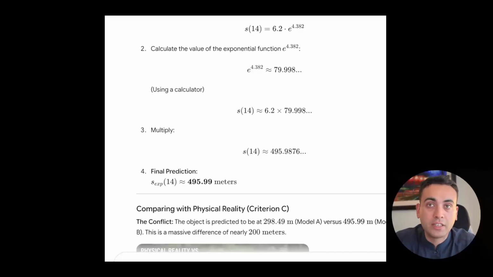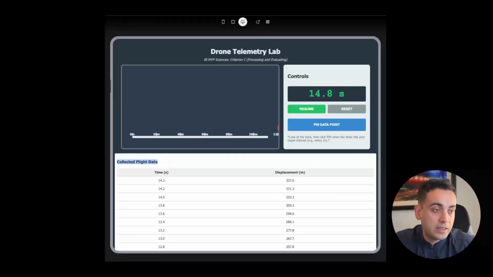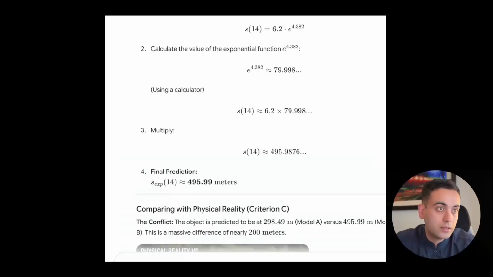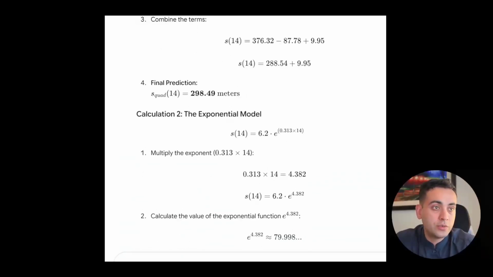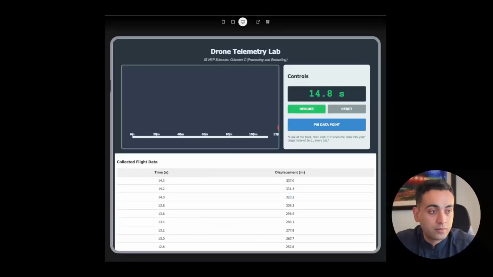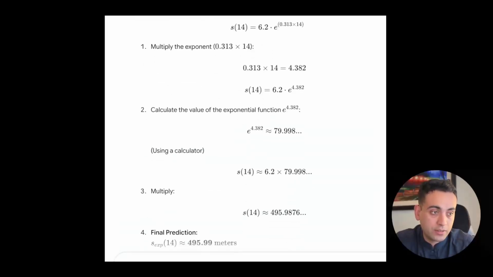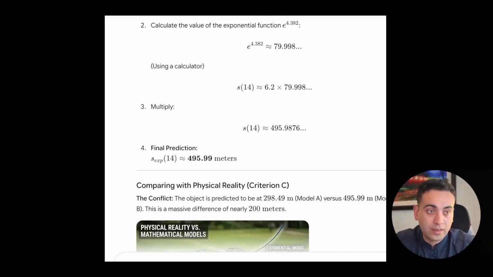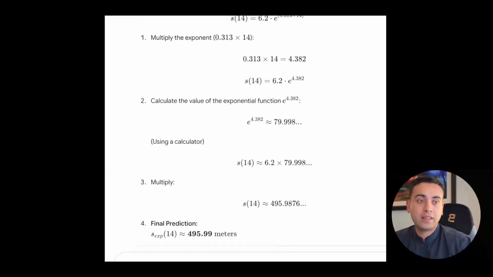What actually happened in the experiment is of interest. 14 is 320 meters. So let's see which one is closer. The quadratic one is 298, almost 300, and the reality is 320.2. Whereas exponential is way off. It's 495.99 meters.